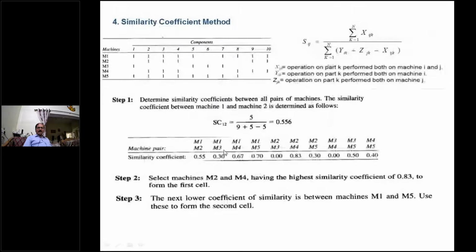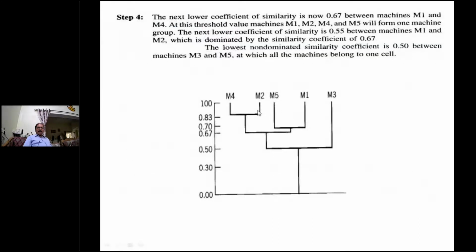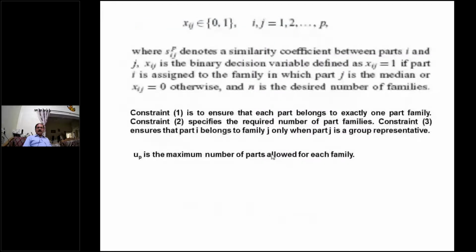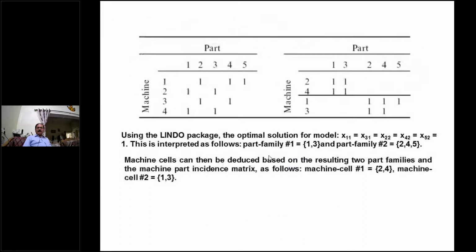0.67, M1, M5, that is 0.7. So similarly, you go on lowering the similarity coefficient and get a graph like this, and you take a threshold value of the similarity coefficient. Then you get the machine cells that can be found out. So this is what we do in the similarity coefficient method. So this is the mathematical formulation of the similarity coefficient that will be used to form the machine cells.